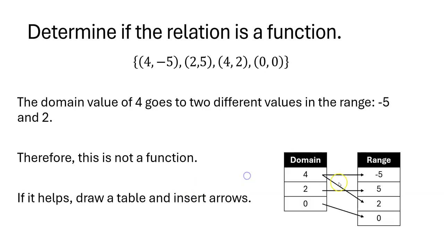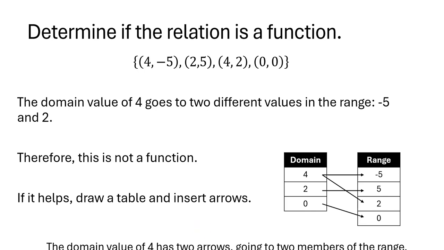Again, sometimes it may be helpful to draw it out. If you do that, clearly you can see that the domain value of 4 has 2 arrows coming out of it, and therefore it is not a function.